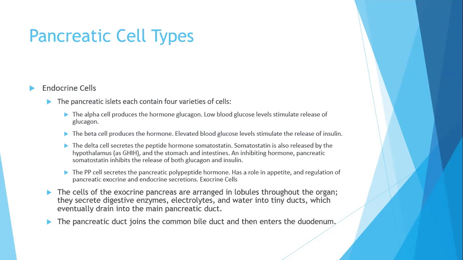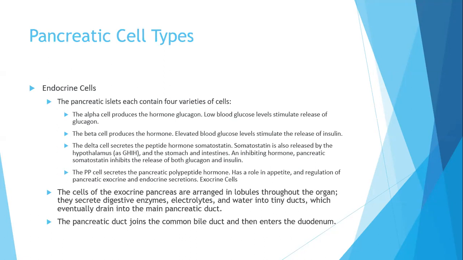So there are 4 different kinds of cells, and they're finding more all the time too. They have these cells called the pancreatic islet cells, and within the pancreatic islet cells, there are 4 different varieties of cells. The alpha cell produces the hormone glucagon. Low blood glucose levels stimulate the release of glucagon from the pancreas, and then the glucagon goes to the liver and says, we need you to bust out some glucose for us. And the liver will do that because it has some stored.